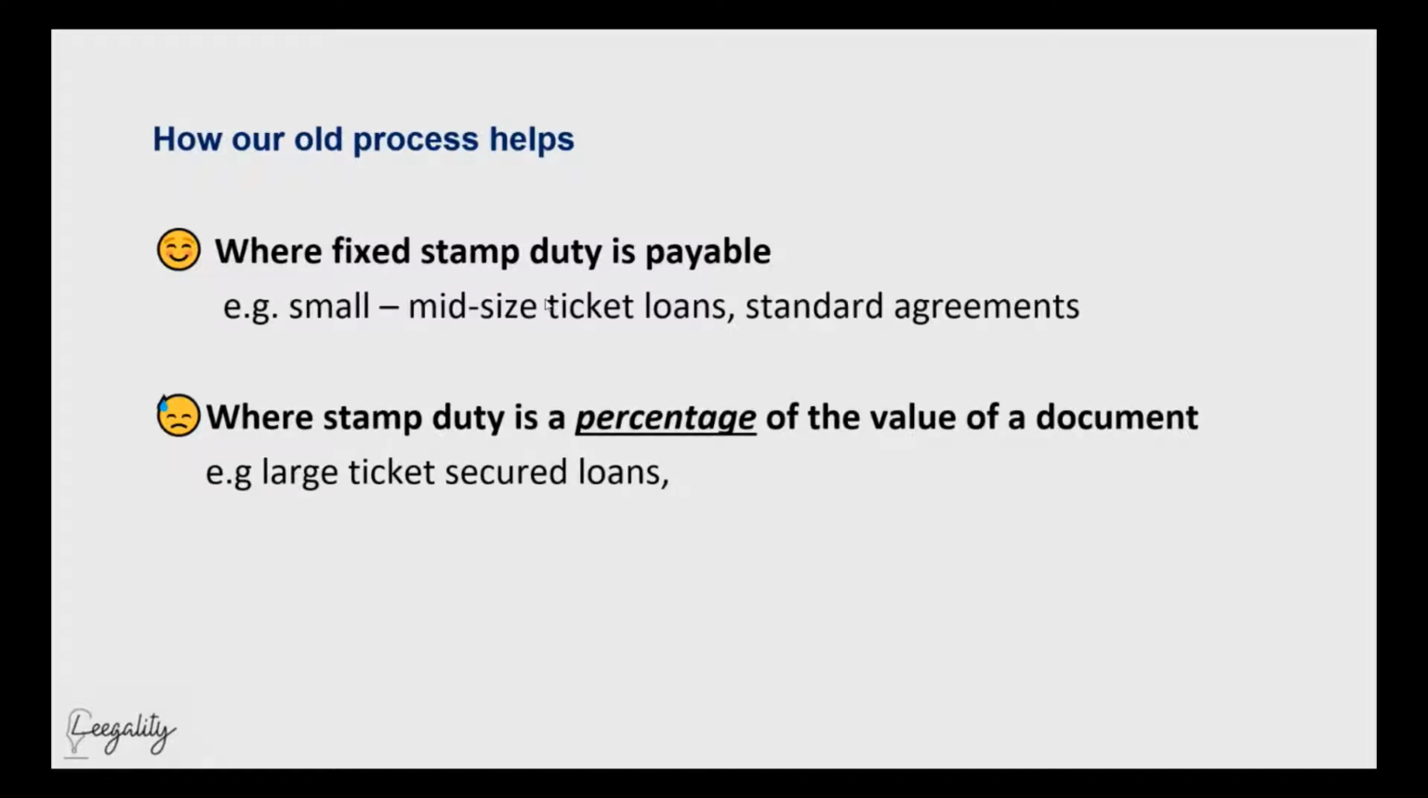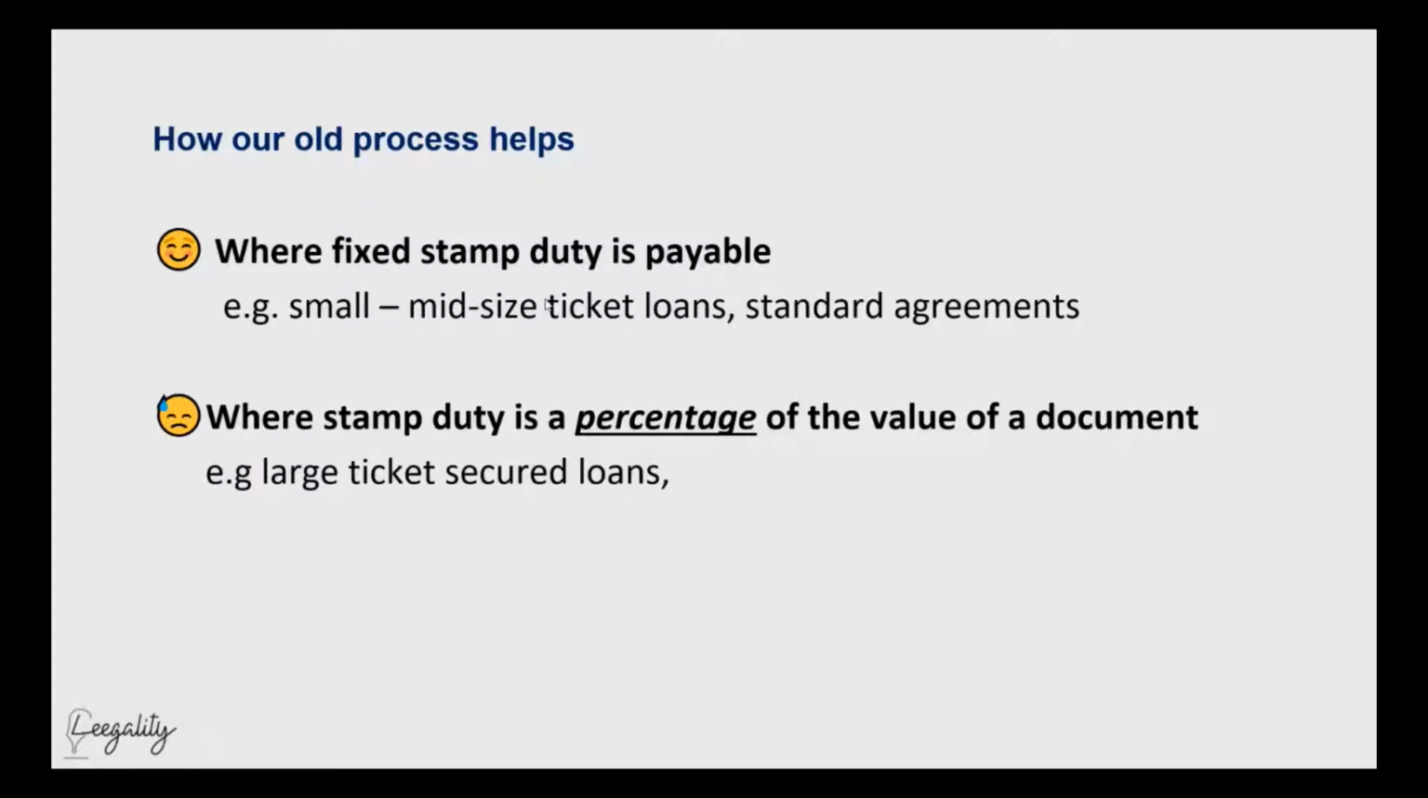In some use cases, whether my agreement value with you is 600 rupees or 40,000 rupees, the stamp duty will be fixed, say a flat rate of 500 rupees. So whether it's a 600 rupee transaction, a 20,000 rupee transaction, or a 40,000 rupee transaction, you just have a single stamp duty across cases. So our old system worked well for that.